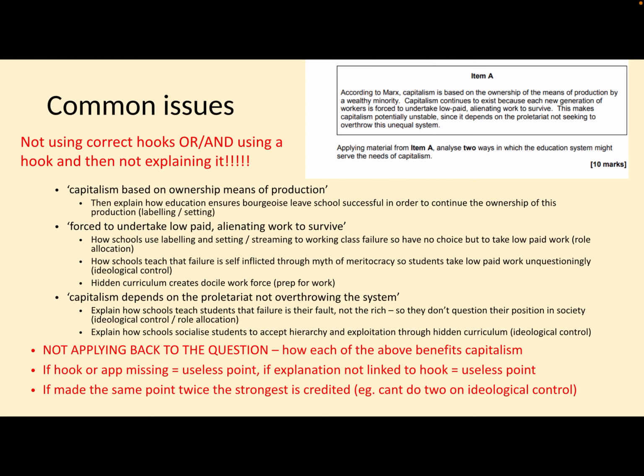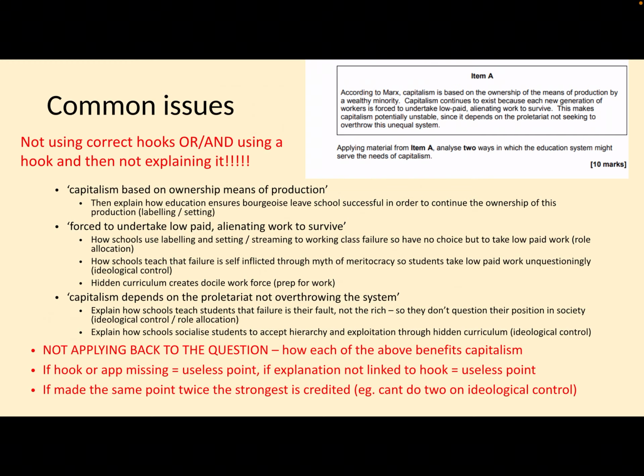Now this is quite a common error on this question, and this happened when I marked it for an exam a number of years ago. If you made the same point twice, I credited the strongest. So if you did 2 points on ideological control, or 2 points on how schools allocate students into low-paid jobs and the rich into high-paid jobs, that's 2 points in role allocation, I will have credited the strongest one. Or I will have taken aspects of each paragraph to make one big point, if you like. So just be aware and have a look at what my annotations say next to each of your paragraphs, so I've worked out which explanations you've gone for, because a number of you did explain the same point twice.